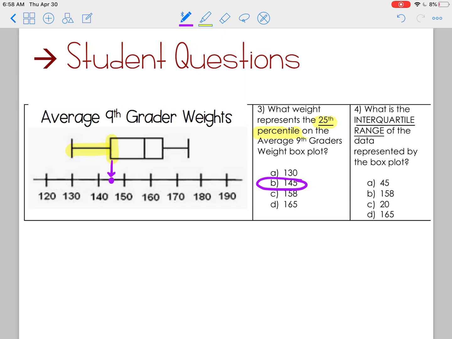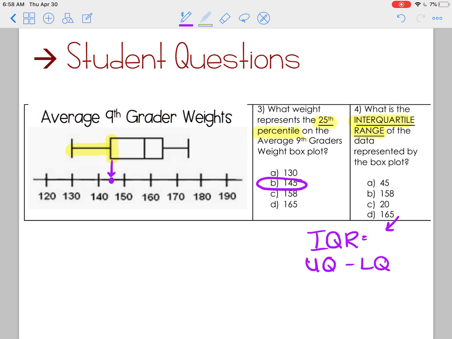Question 4 asks, what is the interquartile range? So we have to think, what do we have to subtract to get our interquartile range? We learned yesterday that to find the interquartile range, we subtract the upper quartile minus the lower quartile.